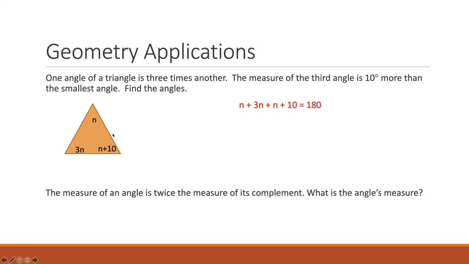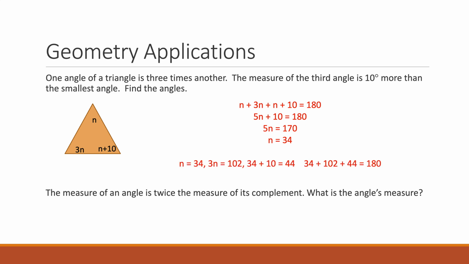Same side, same operation. That will give me 4N plus 10 is equal to 180. I'm sorry, 5N plus 10. 1N plus 3N is 4N plus another N is 5N. 5N plus 10 is 180. Subtracting 10 from both sides, I get 5N is 170. Dividing by 5, and I get N is equal to 34. Now, here's one of the coolest things going on the face of the earth about these geometry questions. It's so easy to check yourself. Show you what I mean. N is 34.